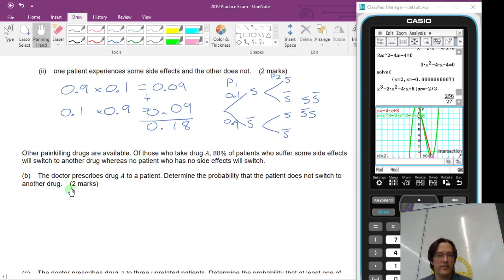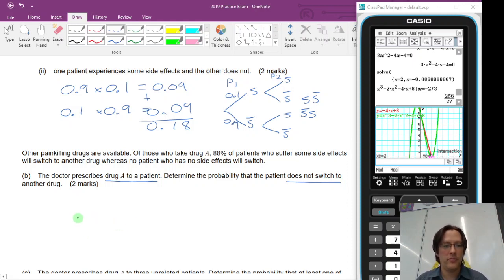Other pain-killing drugs are available. Of those who take drug A, 88% of patients who suffer some side effects will switch to another drug, whereas no patient who has no side effects will switch. So if the doctor prescribes this drug to a patient, what's the probability the patient does not switch to another drug? Now I'm going to do a tree diagram.